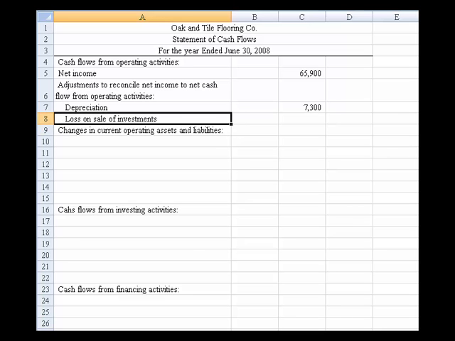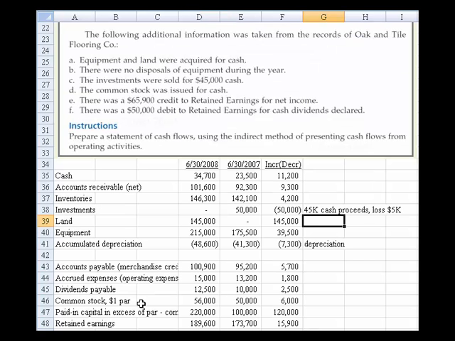We indent that, and that's $5,000. Okay, the next item to consider would be any changes in current operating assets and liabilities. Now, I'm assuming there were no other non-cash items that impacted the income statement, and from those notes I don't see any.